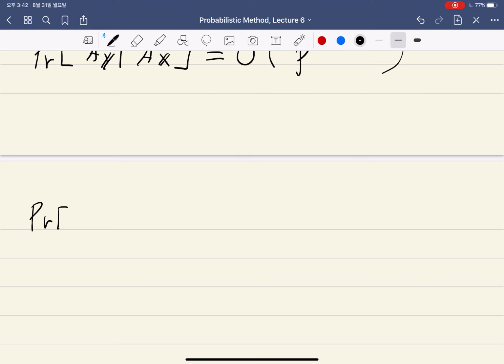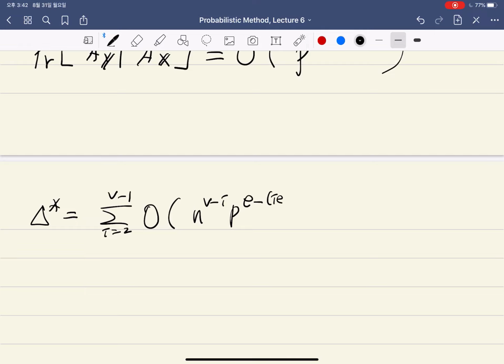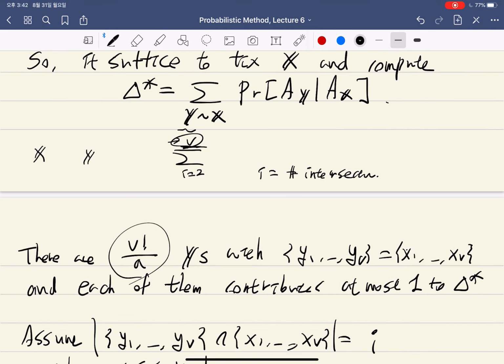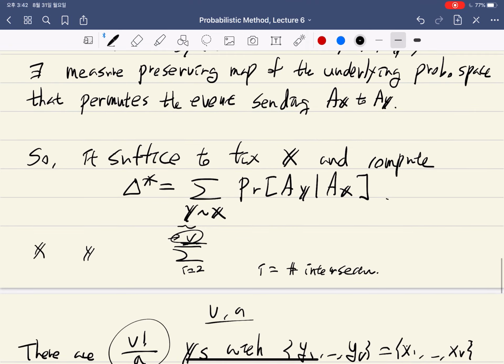Then what's this? Probability of A. Now delta star is the summation of I from 2 to B minus 1 of big O of N to the B minus I, P to the E minus I over B, times some big O of 1. The big O of 1 comes from this. So this is just big O of 1, because B and A are all fixed. So we fix H, so those are just constant.